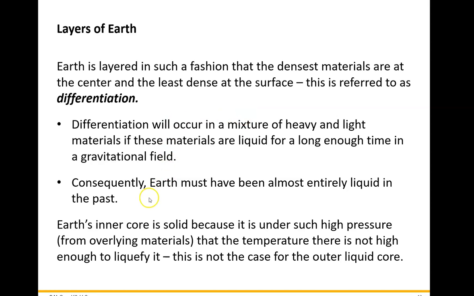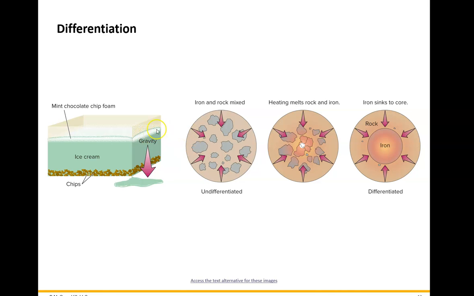All right. So this is what is called differentiation, and there's a really good example. Remember, this is just an analogy. The more dense material like iron and nickel ends up at the center just due to gravitation, which is called differentiation. Undifferentiated, you have rock and more dense material all throughout.